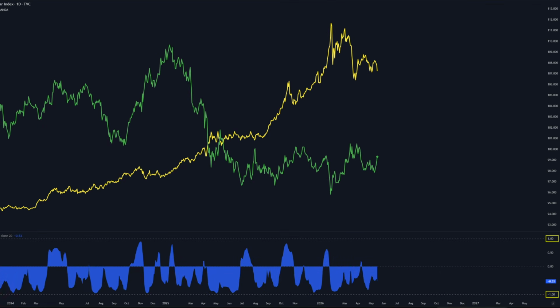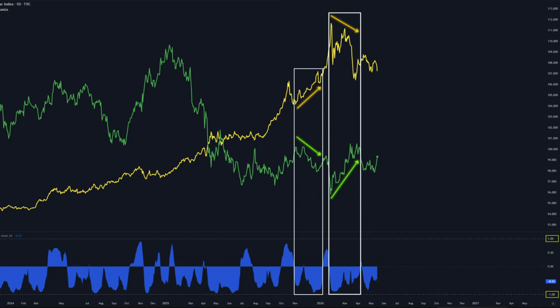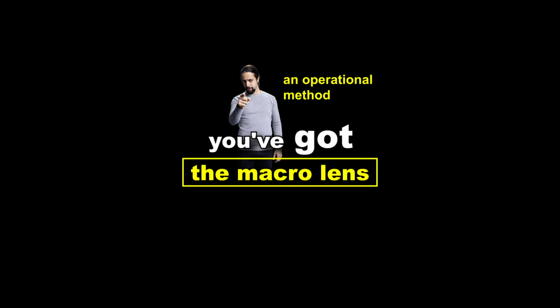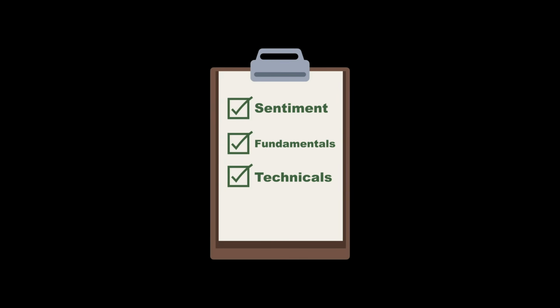Now look at it. The line sits in negative territory most of the time. Gold up, dollar down. Dollar up, gold down. Not perfect. There are stretches where it breaks, but the bias is heavy enough that you can't trade one without watching the other. Now that you've got the macro lens, you need an operational method, a checklist to run before every trade. And that checklist has exactly 3 steps: sentiment, fundamentals, technicals.